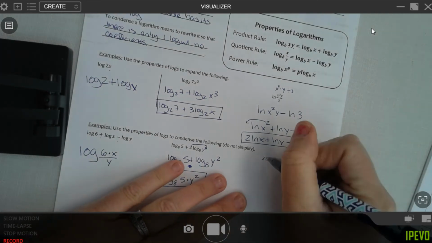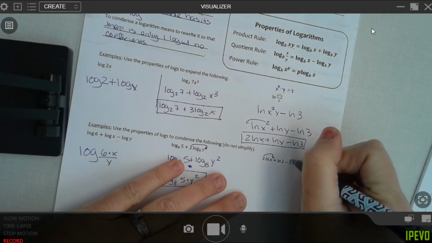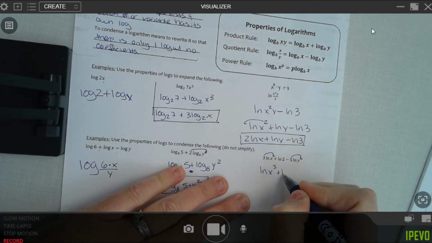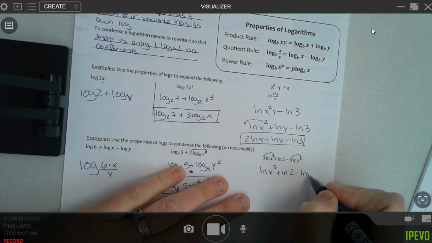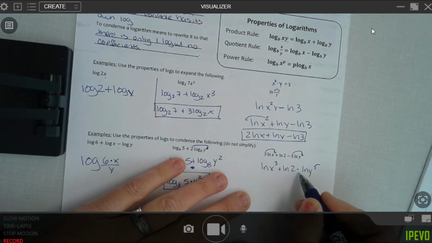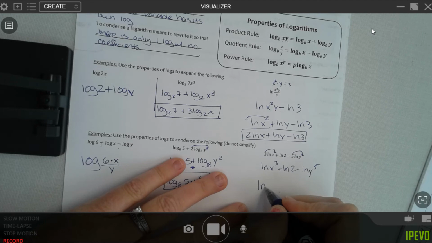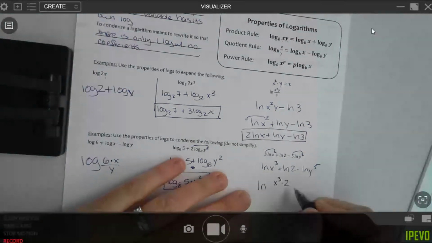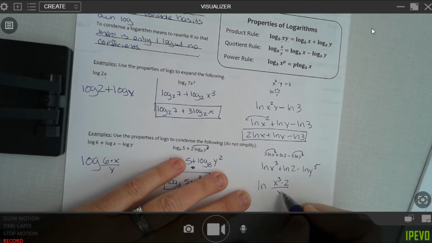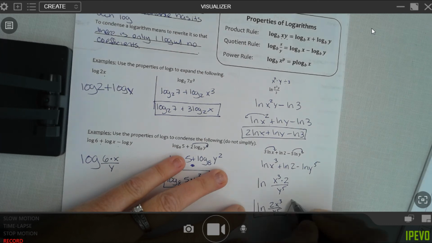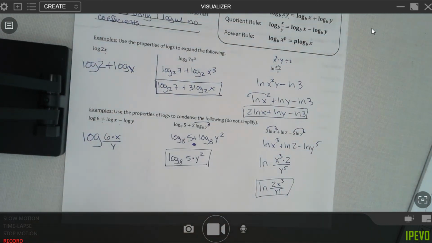Okay. This one, I'm first going to put my 3 back as the x, the 5 back as the y. And now any addition, I'm going to make it multiplication, subtraction, change to division. So I have natural log of x cubed, it's going to be times the 2, and then divide by y to the 5th. And we do typically put that 2 out in front like this, but either of these answers are okay answers for them.